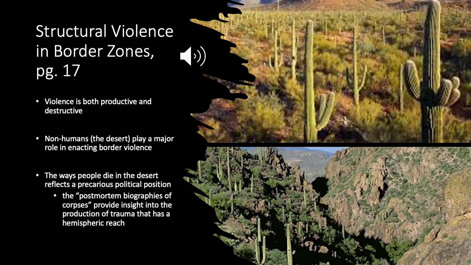Now, his third point is that the ways people die in the desert reflect a precarious political position. Nobody's going to die in the desert if they aren't already in a precarious situation. People don't choose to put themselves in this super dangerous situation if they're very comfortable, middle class, highly well protected, everything is going great for them. That is not a situation in which people are going to cross the border without documentation. There are reasons people cross the border.